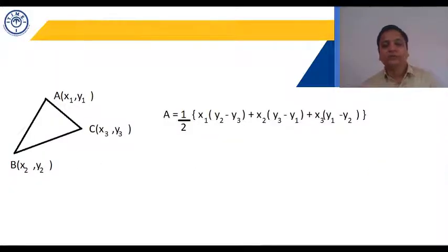Moving further, now we move to the next segment. Suppose a triangle is given. A triangle has 3 vertices, A, B and C. Let the coordinates of A be (x1, y1), of B be (x2, y2), and of C be (x3, y3).